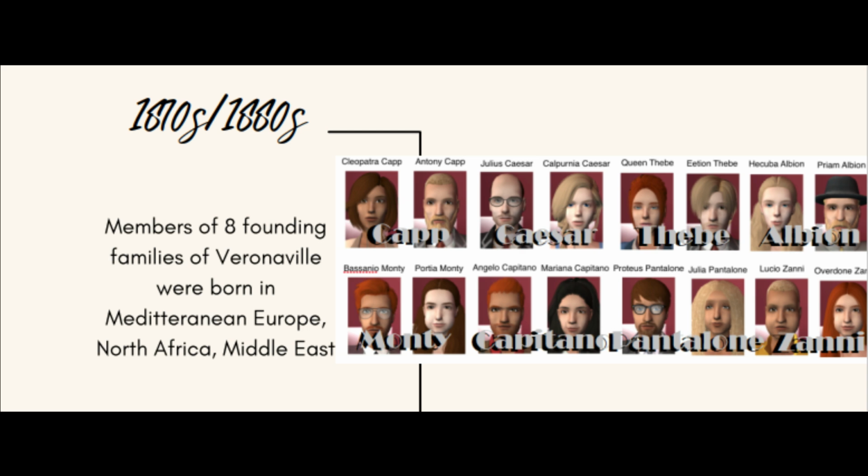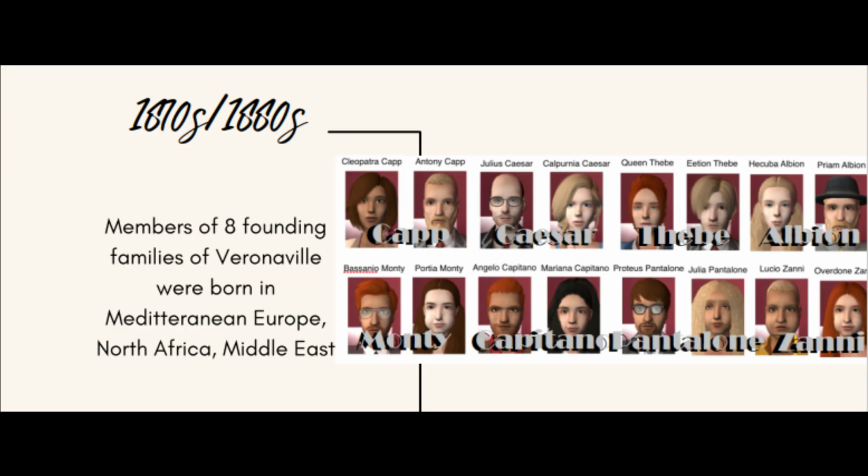Here I have the first timeline date being the 1870s and the 1880s. So this is 120 years before the events of the current timeline of Veronaville. And this is where the members of the 8 founding families of Veronaville, or who would become that, were born in places that I had canon as the Mediterranean, Europe, North Africa, and the Middle East.